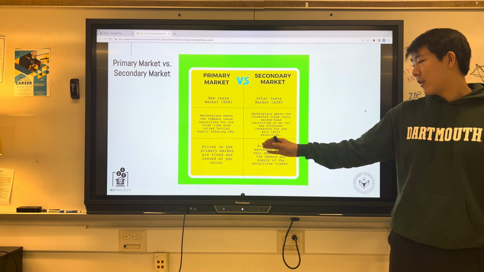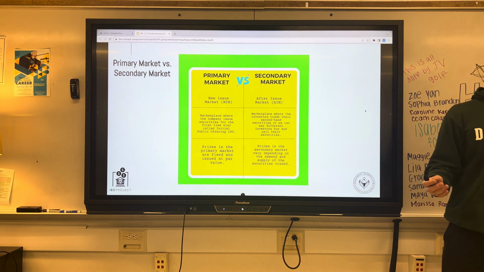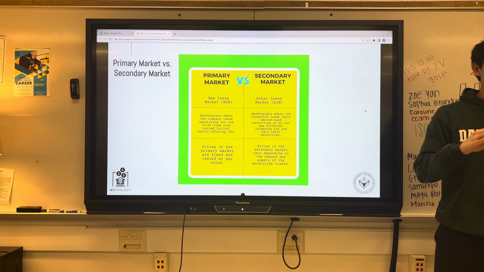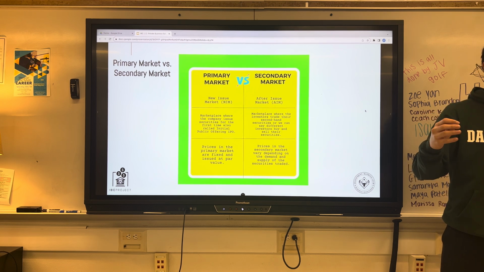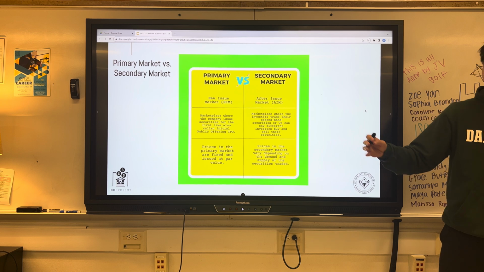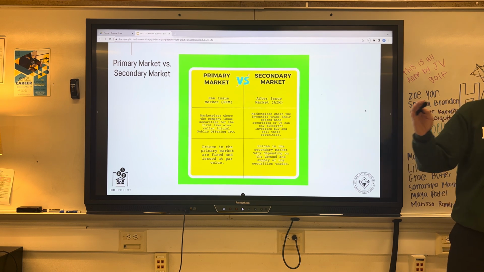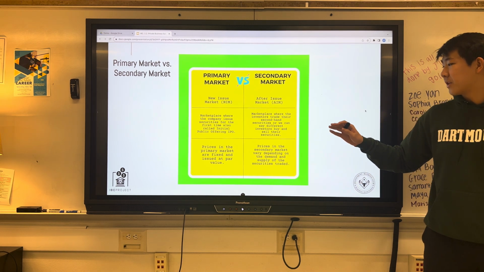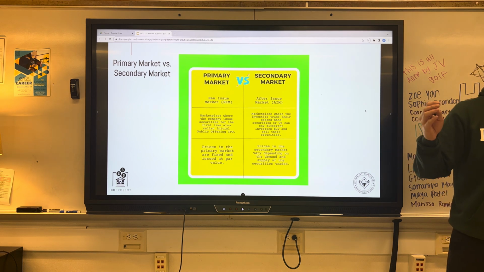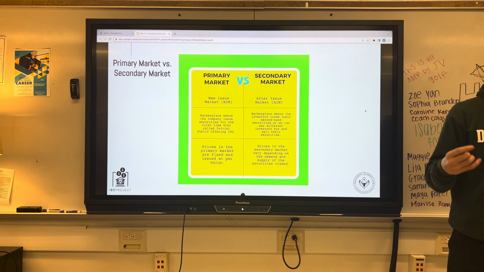Prices in the primary market are fixed, so whenever a company IPOs, as Ion already said earlier, there's a certain price, right? It's not like the IPO price just starts fluctuating when it goes public. After it goes public, then it starts fluctuating because it goes on the secondary market. But an IPO price has one stable price, while the secondary market has prices that fluctuate. Like every single stock on the stock market constantly changes.